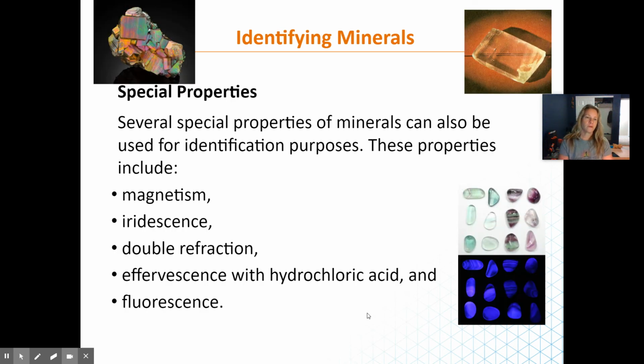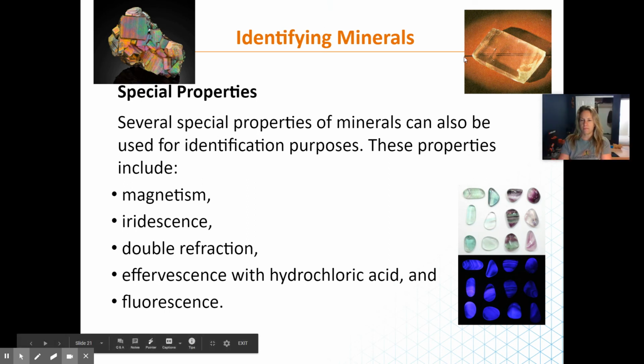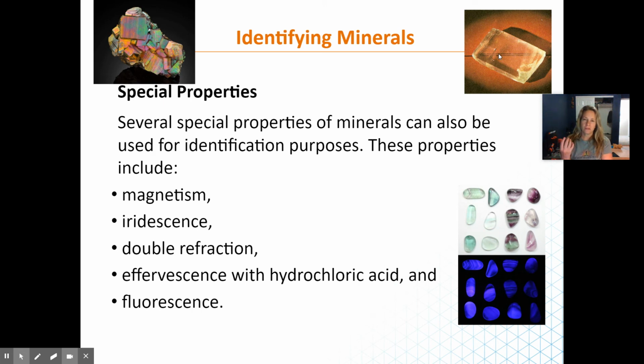All right, and then some special properties. So these are pretty cool. Sometimes we have magnetism, where a mineral like magnetite will be magnetic and a magnet will stick to it. Some other special properties. This is calcite. See how it portrays a double image? So you've got a single line here, and then when you put calcite on it, you get a double image, 2 lines. And so that would only be with calcite. So you would know you had calcite if you have that.